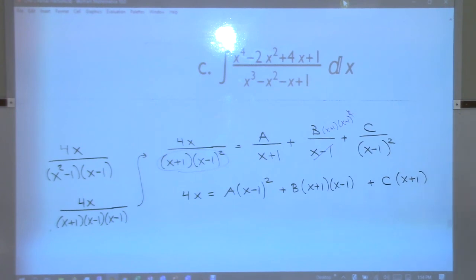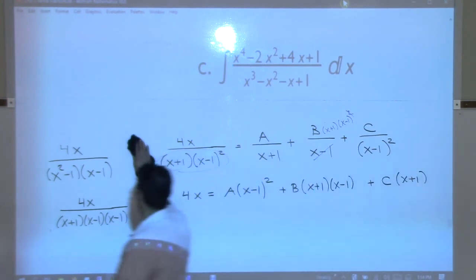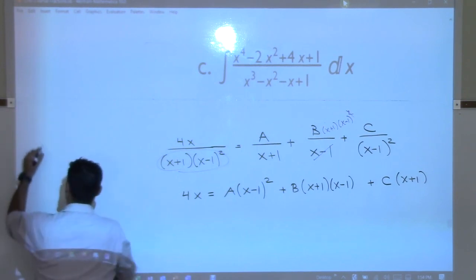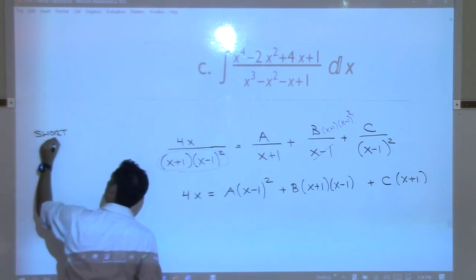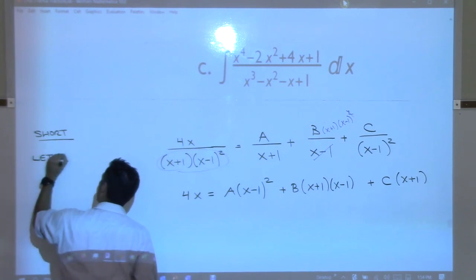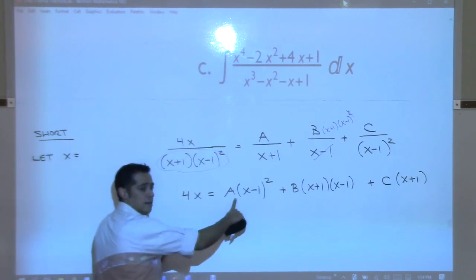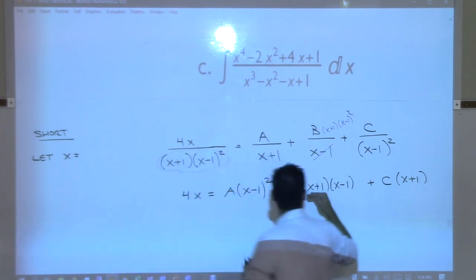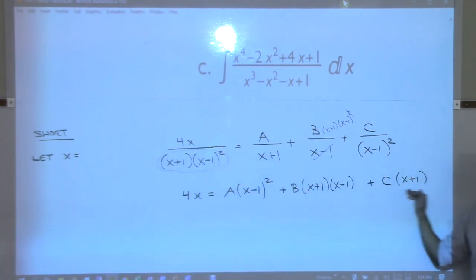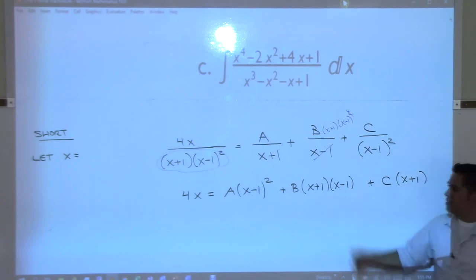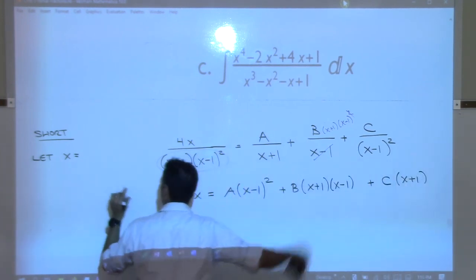All right, so here we go. Short way? You want to try the short method? It won't work. Why won't it work? If we try the short method, we need to let x be something, and let's try to get a. To get a, we need to kill both of these off. Can you kill both of these off? You actually can. You can let x be -1, and that'll kill this and this. So we won't be able to get b and c, but we can get a.